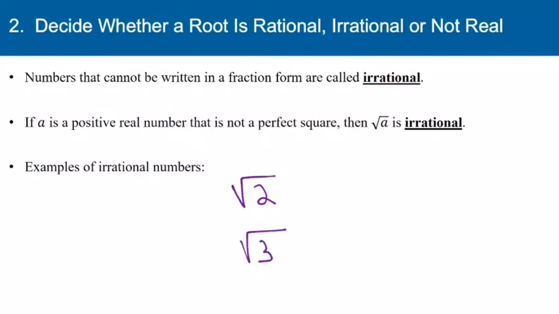Square root of 3 is irrational. There is not a rational number times itself that will give us 3. Square root of 5, square root of 6, square root of 7, square root of 8, we could go on. Square root of 9 is 3, so the square root of 9 is rational. The square root of 10 is irrational, and so on.